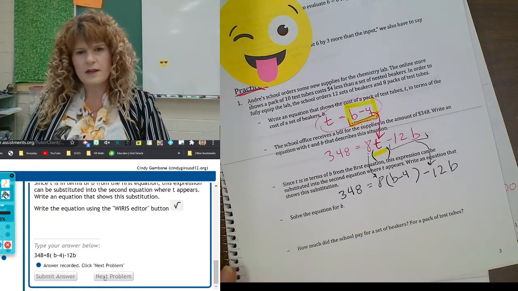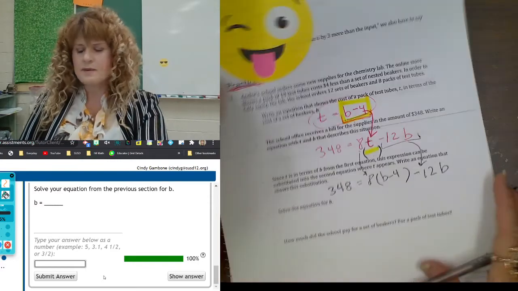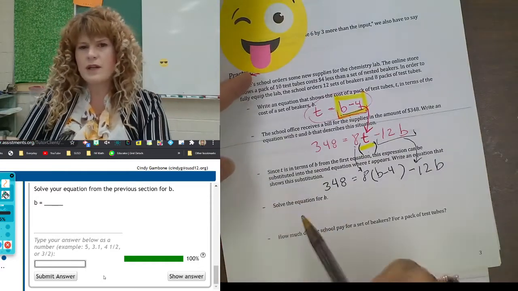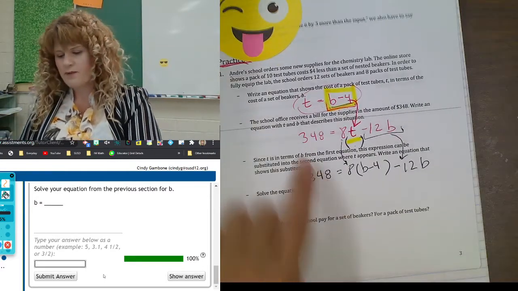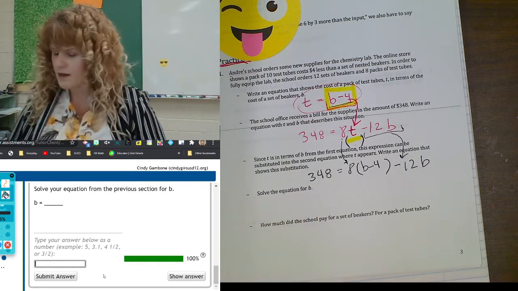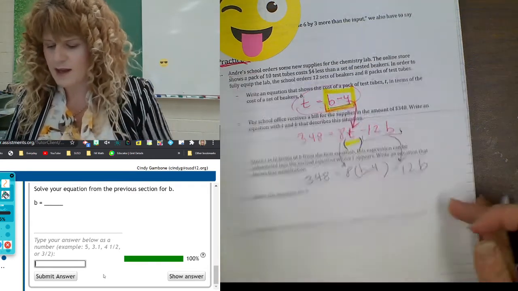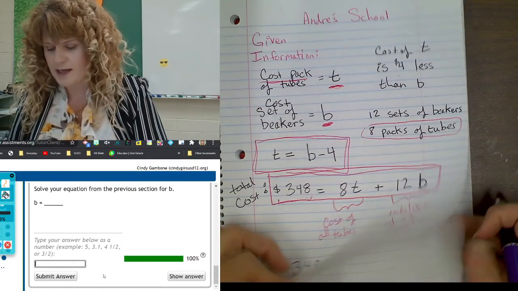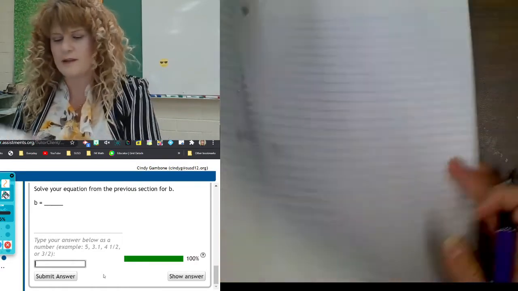Submit answer. Next problem. Next problem says, solve your equation from the previous section for b. It says, solve the equation for b. Okay, let's do that in our notes. And I need more space, so I'm going to the next page.